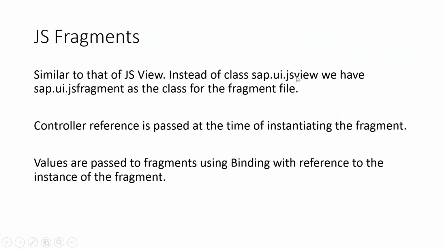Now instead of sap.ui.jsview, we will have sap.ui.jsfragment as the class for the JS fragment file. Then the next thing is, whenever we create a view, it by default has the reference of the controller, whereas you can assign the controller to the fragment at the time of instantiating the fragment, or you can just ignore it. If you ignore it, then the fragment will not have any controller reference, which means in case of JavaScript, you have to handle the events within the fragment itself. Once again.